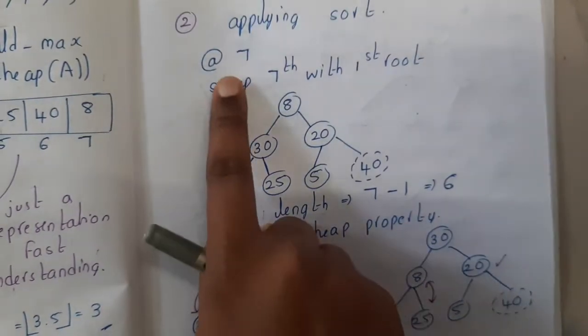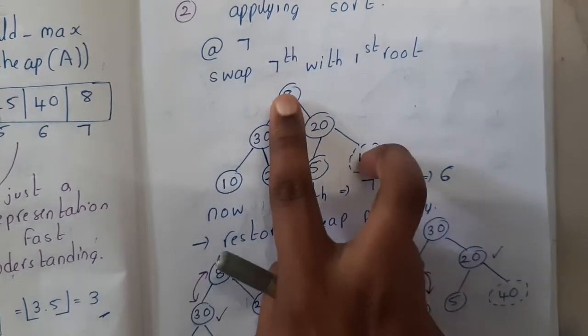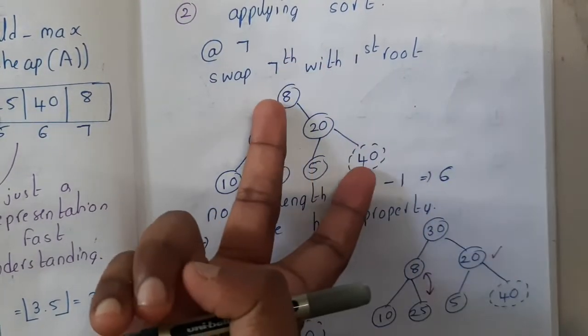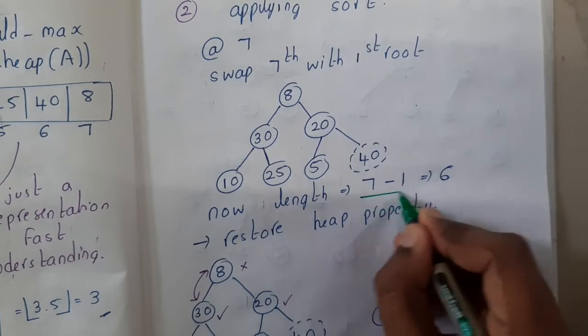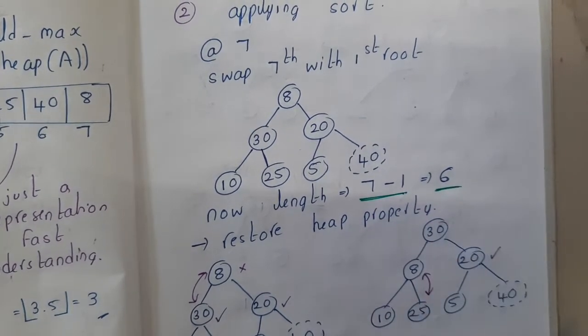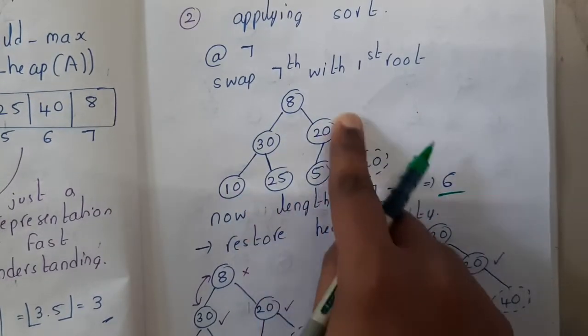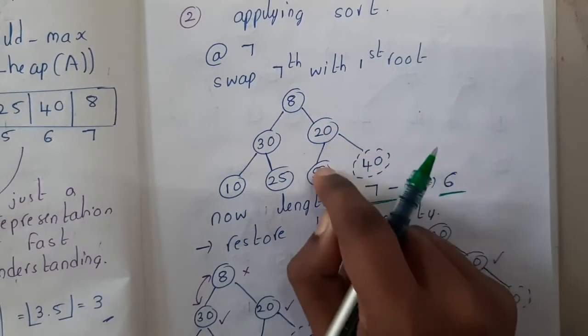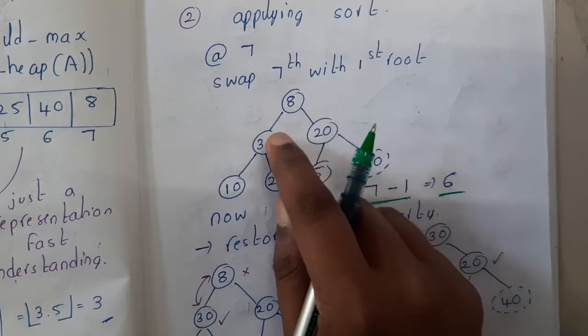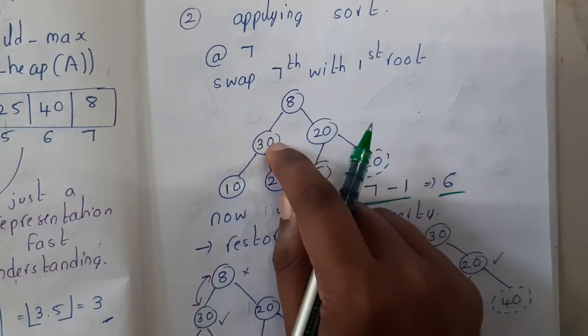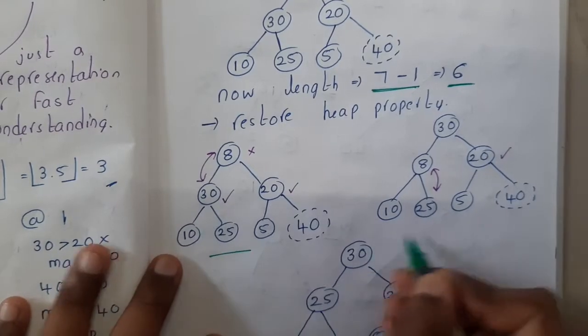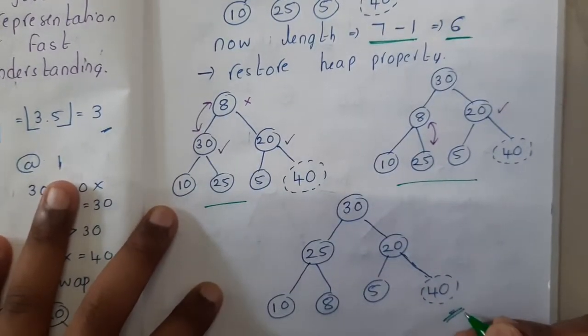So at the rate 7, you are swapping the first element with the last element. You swapped them and now you will assume that the length is 6 only. Got it? So again you will restore the heap property, meaning you will apply heapify on this. We will check here, no change, here no change, here you will get this 30 above, 8 will come here. Again you will compare, again 25 will come here, right? So after this you will get this as your max heap now.